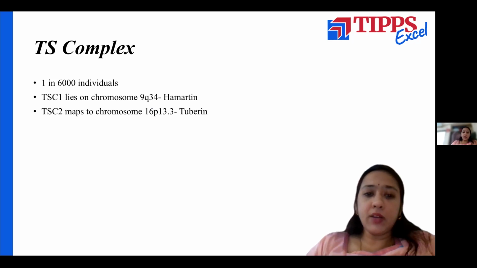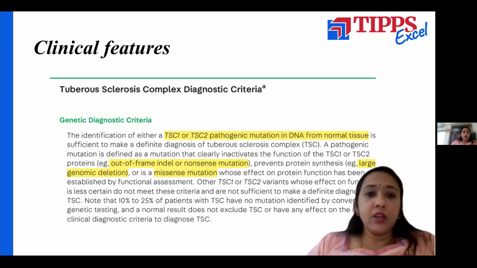One is tuberous sclerosis 1 that lies on chromosome 9q34 and harbors a protein called hamartin, and tuberous sclerosis 2 that maps to chromosome 16p13.3 and codes for a protein called tuberin.